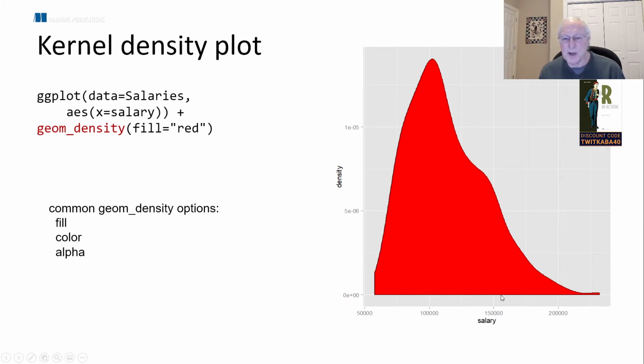And if we want to know how many faculty are making between 150,000 and 250,000, we do a vertical line up from 150,000, a vertical line up from 200,000, and this area here between 150 and 200,000 is going to be some percentage of 1. And so the amount under the curve between 2 points is how many cases fall within that range. The common options, again, are fill and color, but also alpha. Alpha, which is available for all these geoms, is transparency, the degree of transparency.